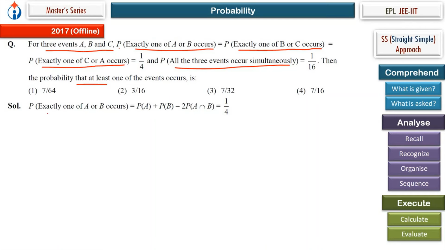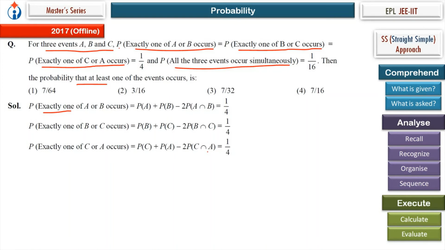Now, the probability of exactly one of A or B occurring is P of A plus P of B minus 2 times P of A intersection B. That is equal to 1 by 4. Similarly, P of B plus P of C minus 2 times P of B intersection C is equal to 1 by 4. And similarly this. Now, all 3 occurring simultaneously is 1 by 16. So these are given and we just recall this event is equal to what? This event is equal to this.